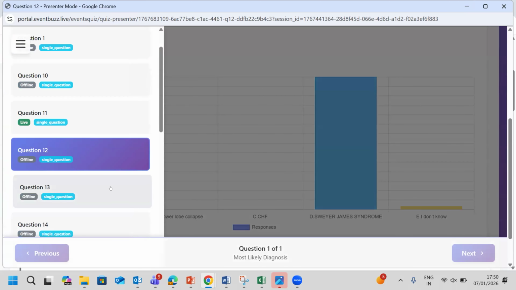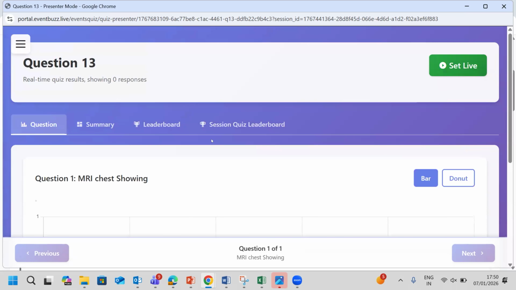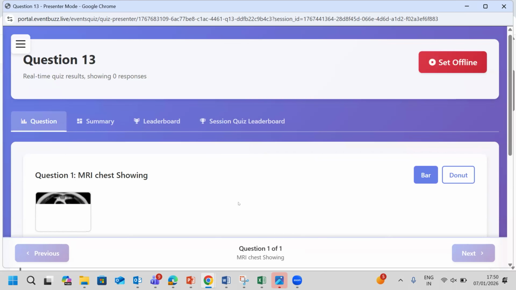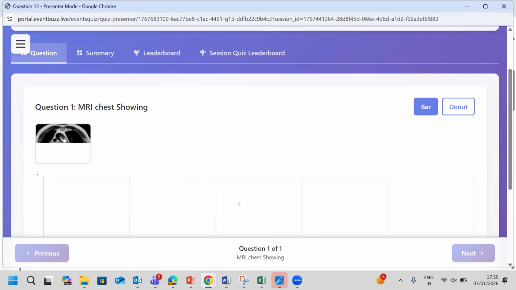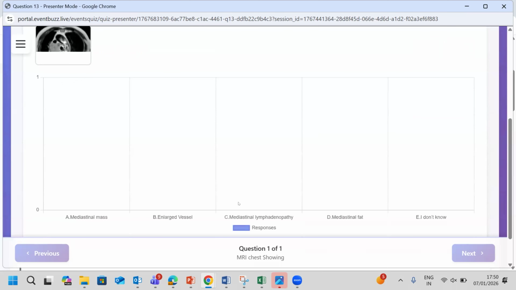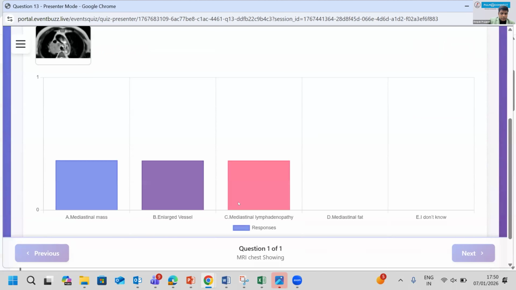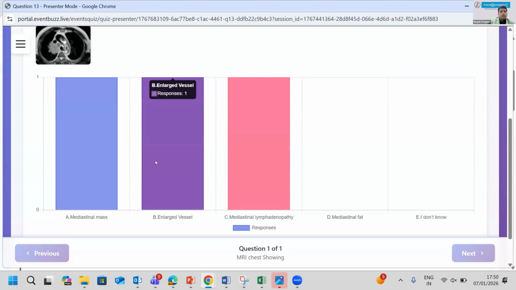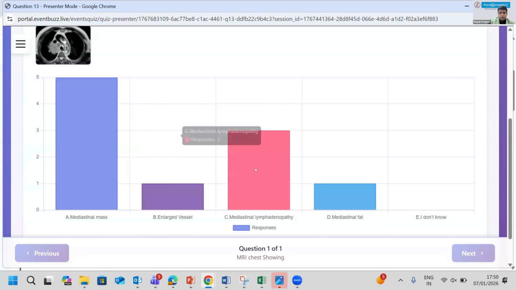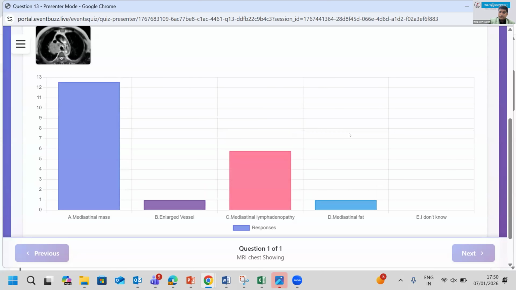Okay, sir. So moving to question number 13 now. It's live. This is an MRI image. So in this MRI image, what are you seeing? Is it a mediastinal mass, or are these the mediastinal lymph nodes, or is it an enlarged vessel, or is it mediastinal fat, or I don't know.